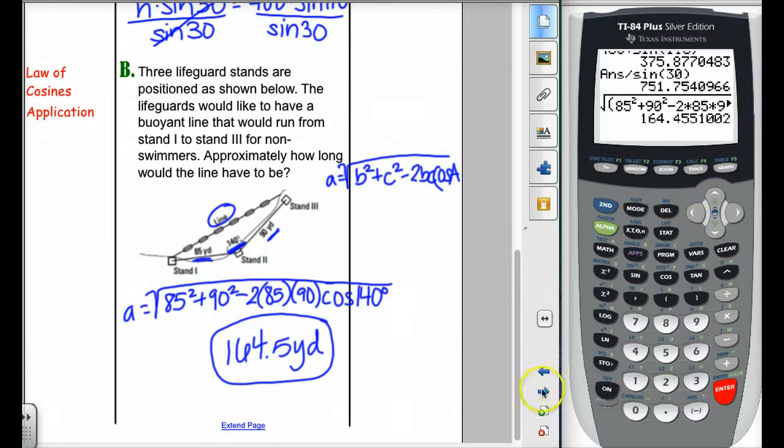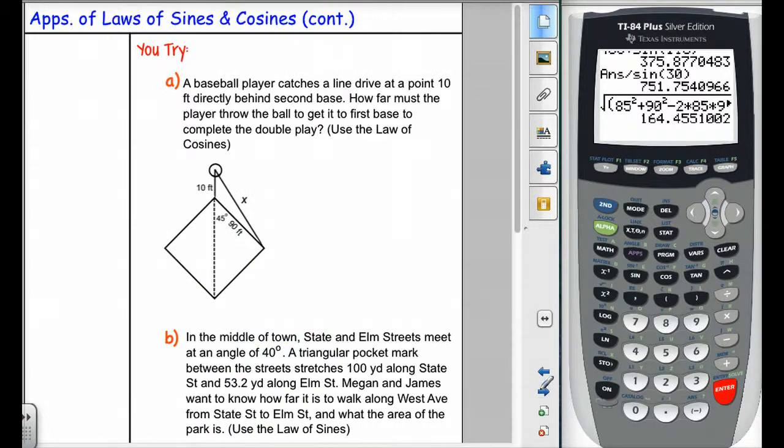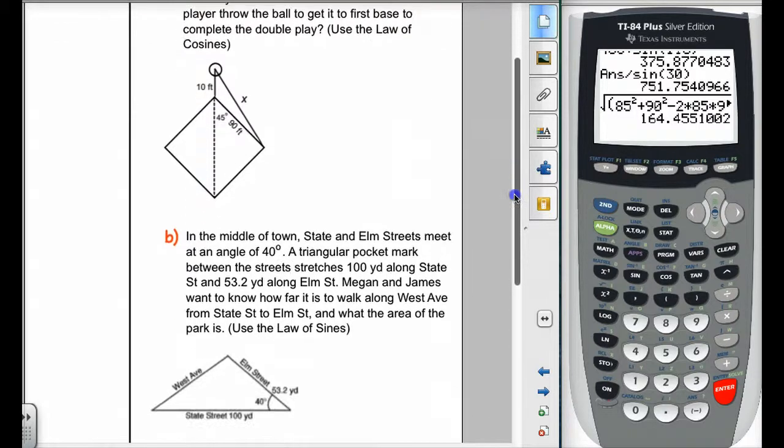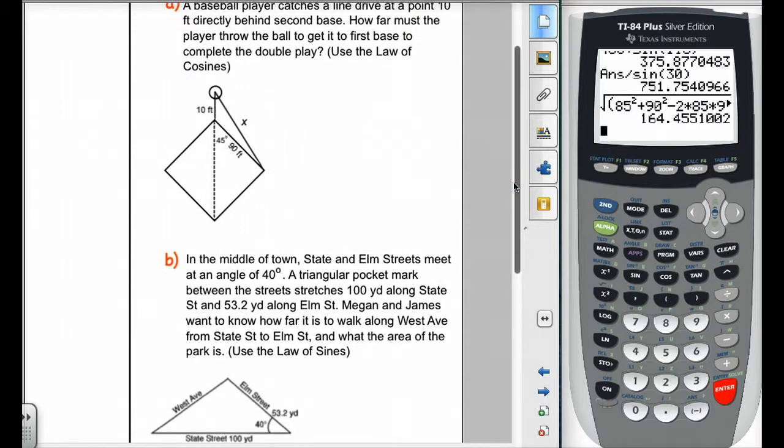What I want you to go ahead and do now is for A, use the law of cosines, and B, use the law of sines. To complete these 2 problems, enter them into Edpuzzle and bring your questions with you to class tomorrow.